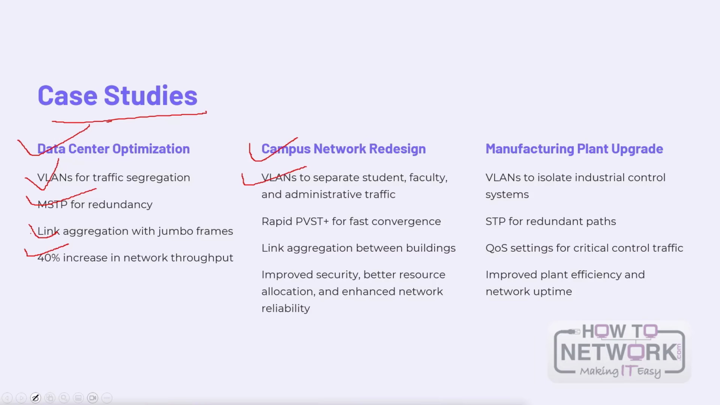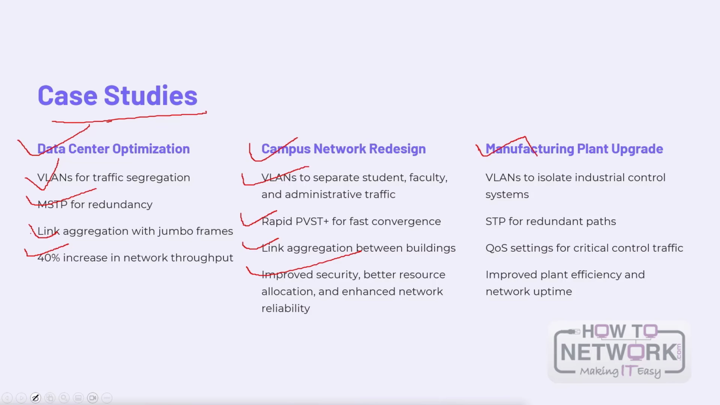Campus network redesign: a university campus redesigned its network using VLANs to separate student, faculty, and administrative traffic. They used Rapid PVST+ for fast convergence, and link aggregation was used between buildings. The result was better resource allocation and enhanced network reliability.